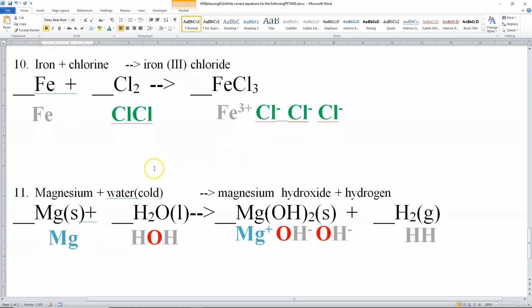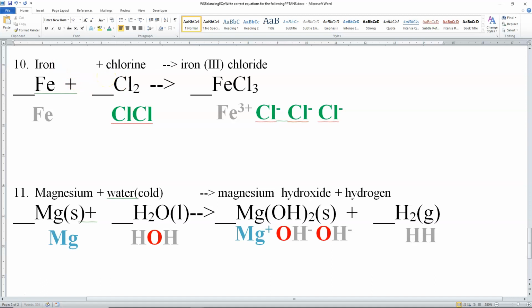Number 10. Iron plus chlorine forming iron(III) chloride. So, if we look at this, iron is currently balanced. Chlorine is 2 on this side, 3 on that side. Trying to go for an even number is one strategy you could use.